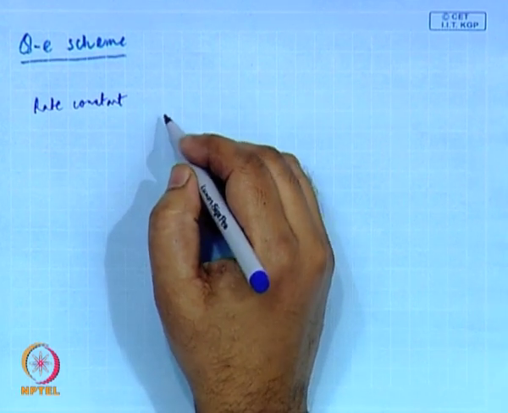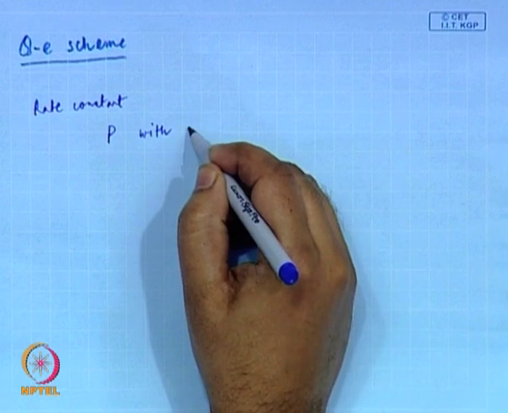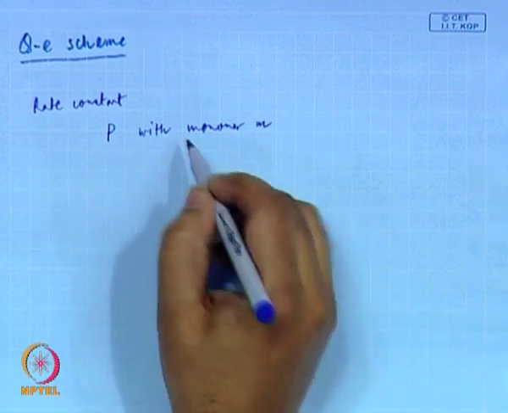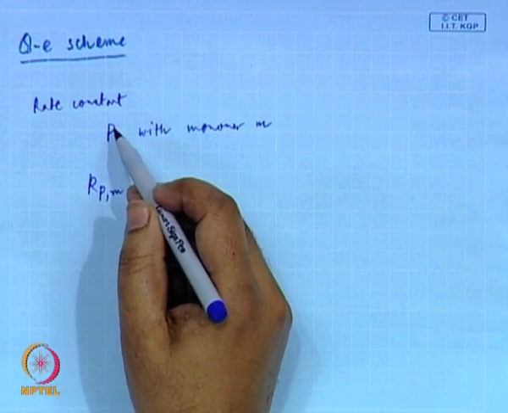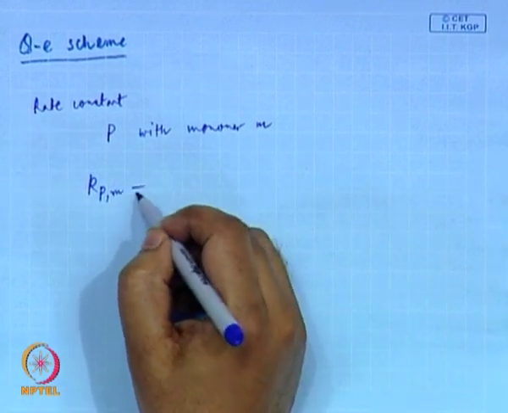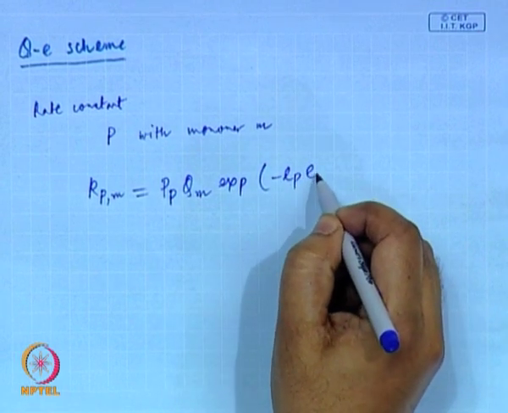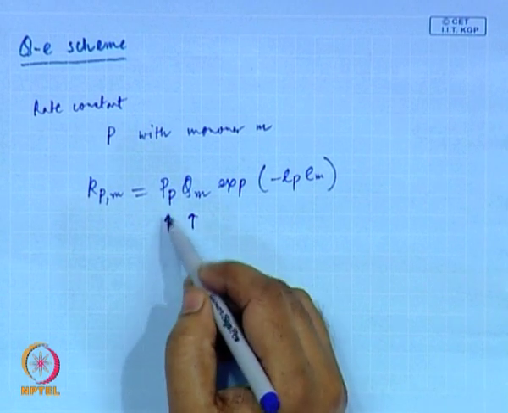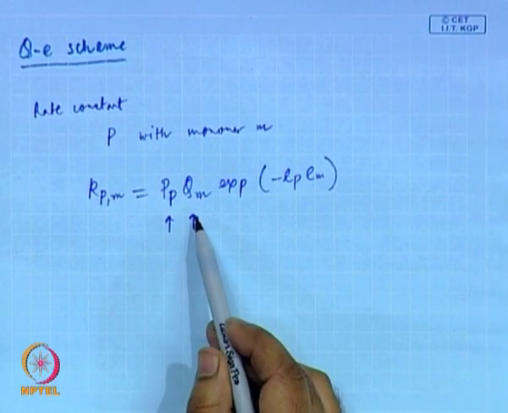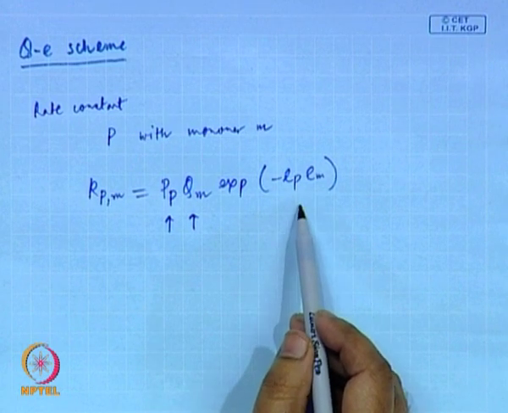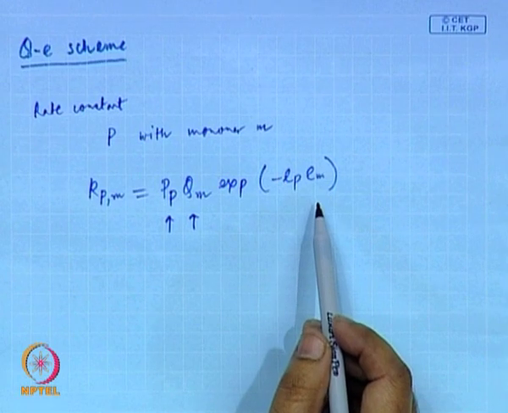This scheme is based on the assumption that the rate constant of reaction between a propagating radical P and a monomer M, which we can write as Kpm, is given by this expression, where these two terms are the measure of reactivity of the polymeric radical and the measure of reactivity of the monomer, and these two terms EP and EM are the measure of electrostatic charges on the polymer radical and the monomer respectively.